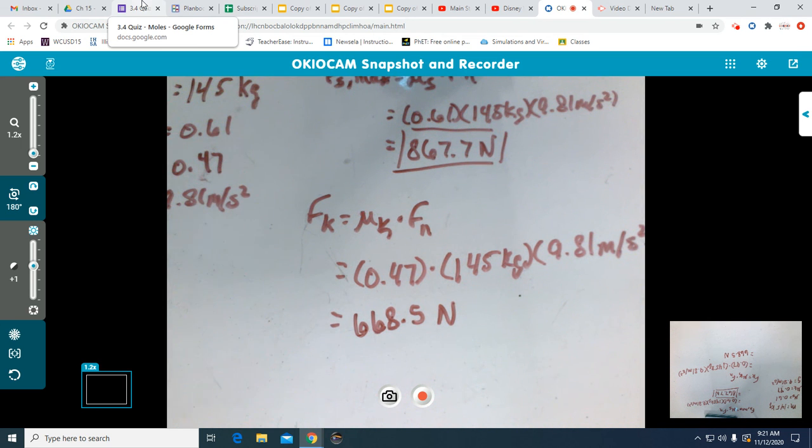So again, in your homework, if they do have it at an angle, just make sure you put the cosine of that angle in there. Okay. Questions on this?